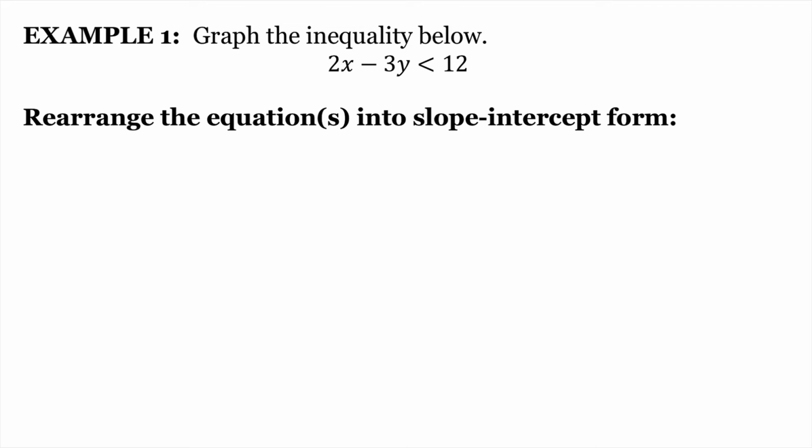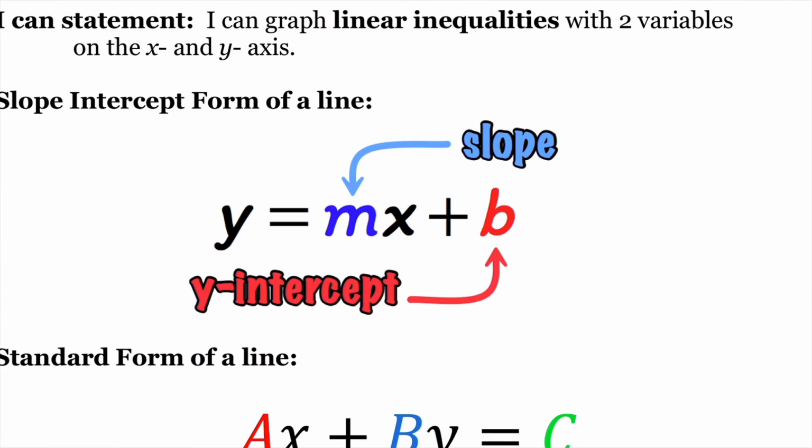Okay, so let's look at the first problem. Example number one. We'll do it step by step. I broke it up into the steps. First thing, we have to isolate the y. So the first thing, we have to get it into slope intercept form. To do that, y is always by itself. Y is by itself. Nothing on it, nothing with it. So that's the first thing we have to do.